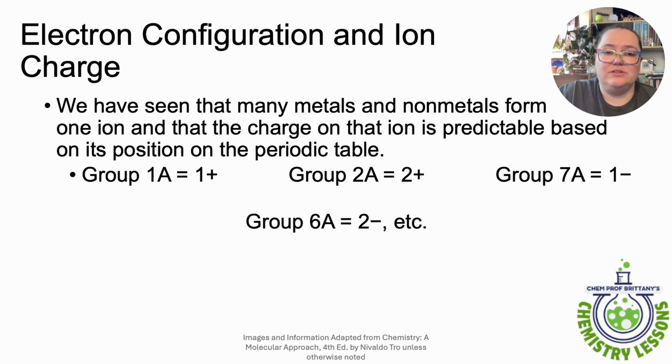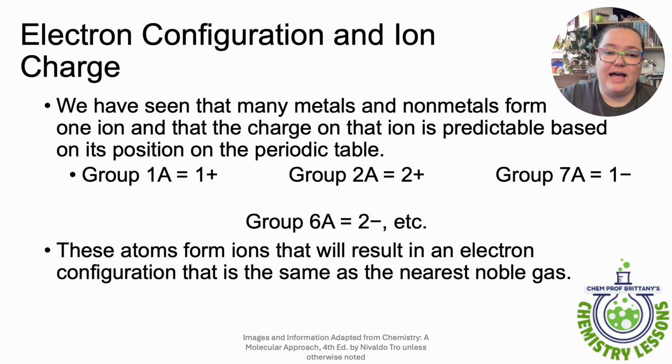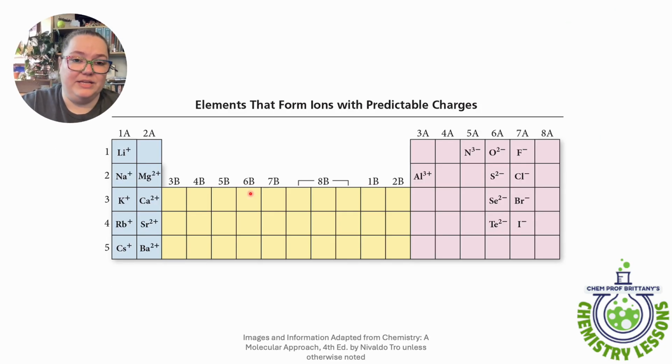So we've seen that many metals and nonmetals form 1 specific ion and that the charge is predictable based on their position on the periodic table. Group 1A is 1+, Group 2A is 2+, 7A is 1-, Group 6A is 2-. These atoms form ions specifically to result in an electron configuration that is the same as the nearest noble gas. That's very important. That is the whole point of bonding. We want to become more stable. All right, so here we can see these are the predictable charges. You should already have these columns labeled on your periodic table.